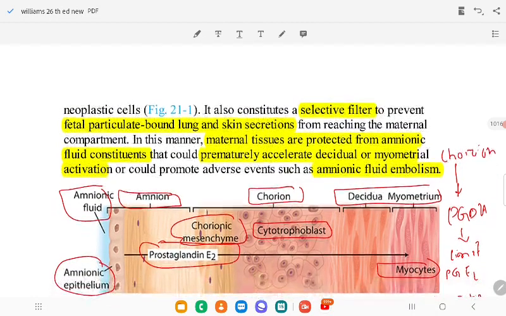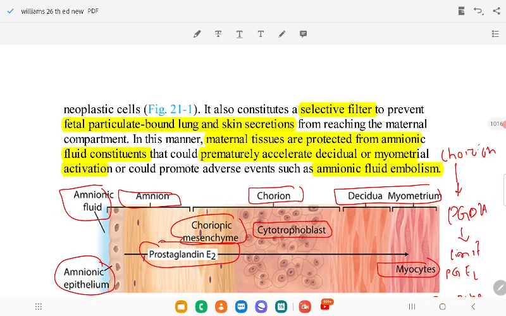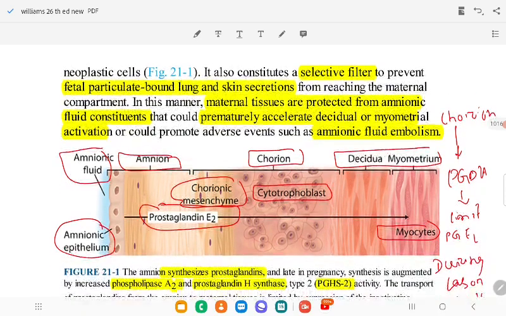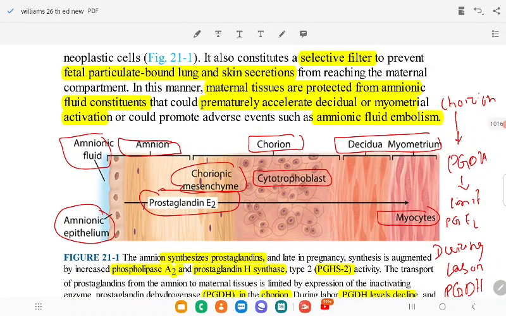The amnion also acts as a selective filter barrier to prevent fetal particulate matter, lung and skin secretions from reaching the maternal compartment. In this manner, what happens? Otherwise the amniotic fluid could cause prematurely accelerated decidual and myometrial activation, or promote adverse events such as amniotic fluid embolism.